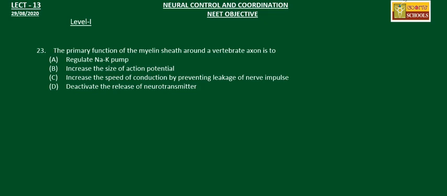Next question, the primary function of myelin sheath around a vertebrate axon. So here the primary function of myelin sheath. So here the myelin sheath is produced by Schwann cells. So let's see. Okay, so let's take the axon, and this axon is covered by Schwann cells.